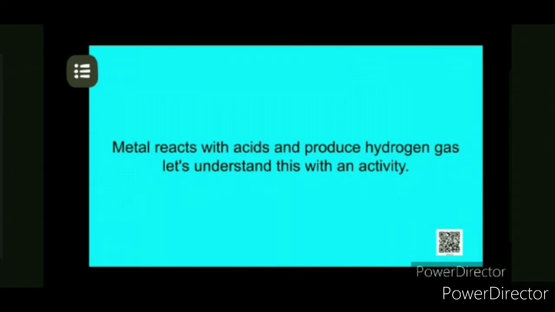Reaction of metals with acids. Now let us see the reaction of metals with acid. Metals react with acids and produce hydrogen gas. Let us understand this with an activity.